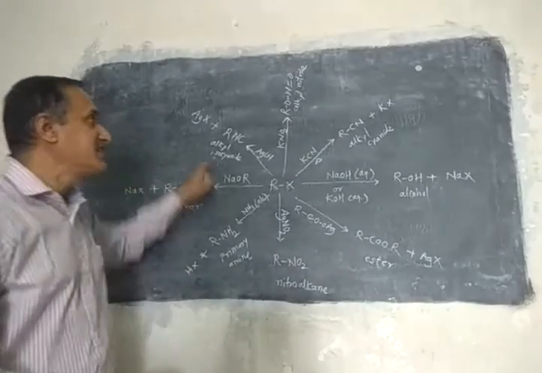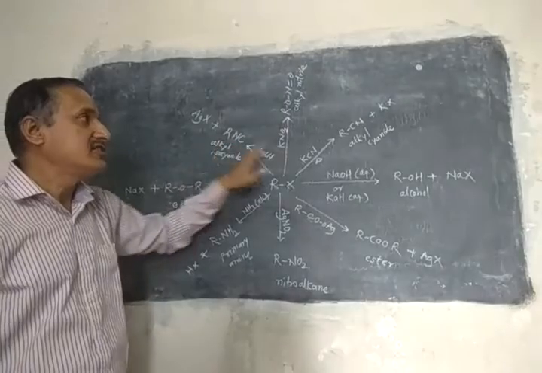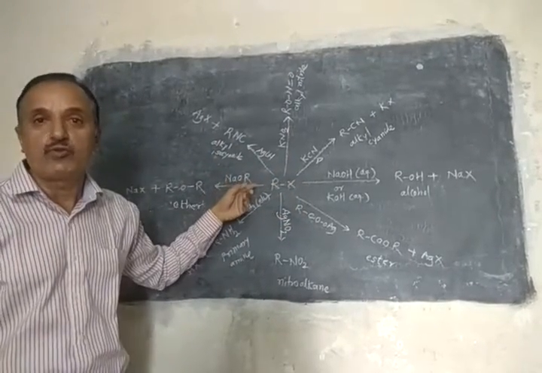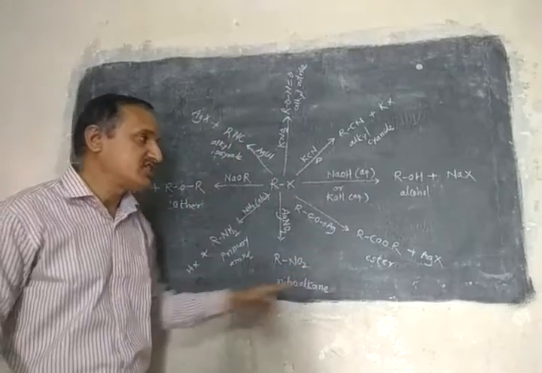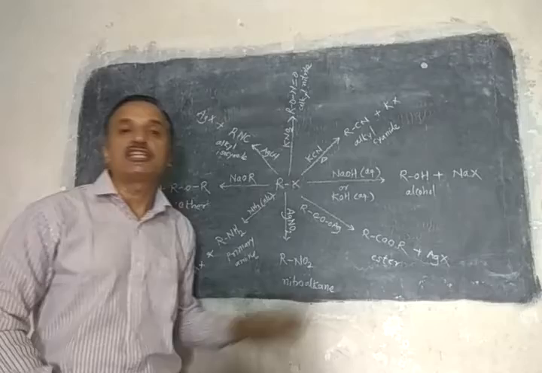So there are 8 reactions. In all 8 reactions, one nucleophile replaces another nucleophile. So all these 8 reactions shown are nucleophilic substitution reactions.